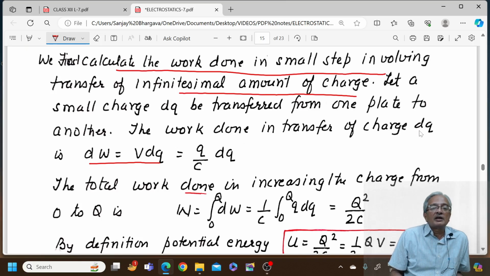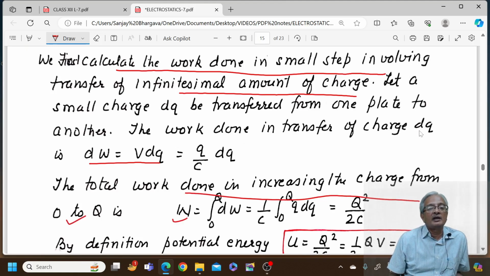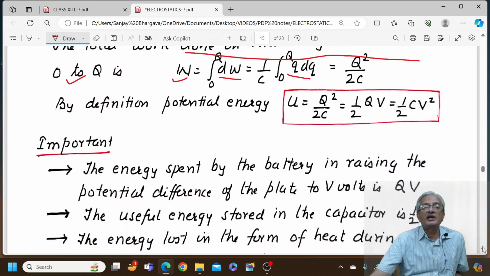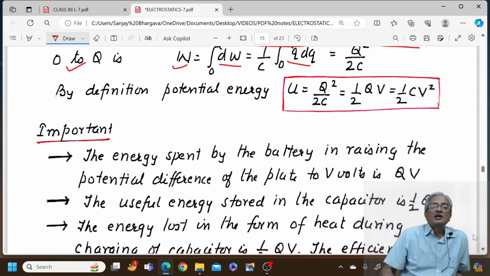So total work done in increasing the charge from 0 to Q would be given by integration from 0 to Q, dW equals 1 upon C integration q dq. Substitute the limits to obtain the relation Q square upon 2C. So by definition of potential energy, U would be equal to Q square upon 2C, half QV, or half CV square. The relation is exactly identical to a single conductor system.